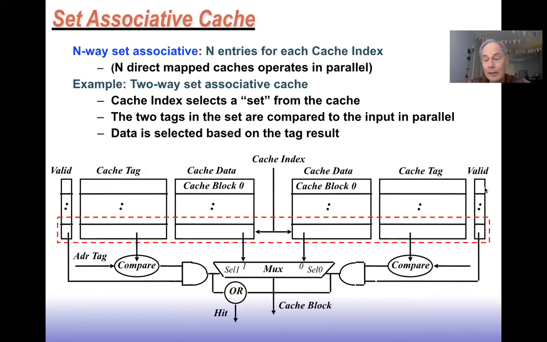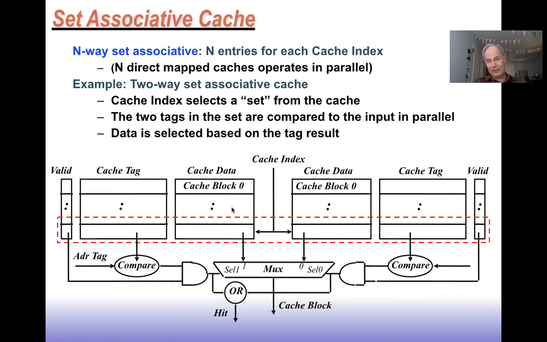So for each write into the cache, either from the CPU on a store operation or as a result of a cache miss, with the data coming from the higher level of the memory hierarchy, the valid bit will get set when the write happens. Okay, so that's set associative.